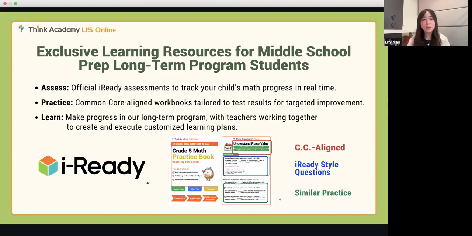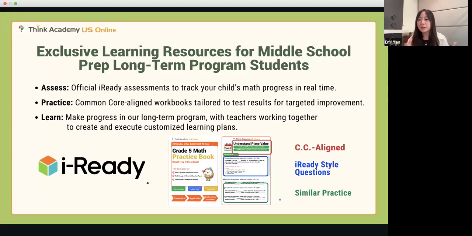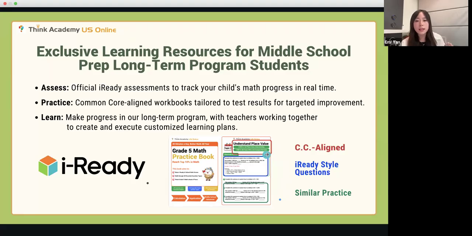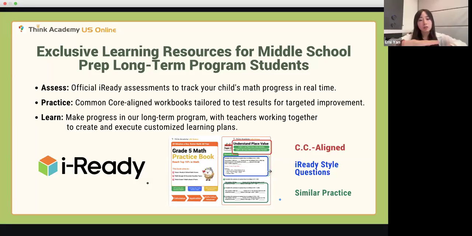And for practice, that means we're gonna provide you with a practice book. This practice book, as you can see here, is gonna be aligned very closely to Common Core and tailored to the test results for their targeted improvements. In this practice book, you will see the Common Core standard listed here, followed by the iReady style questions. And we also provide you with some similar practice related to that Common Core content.